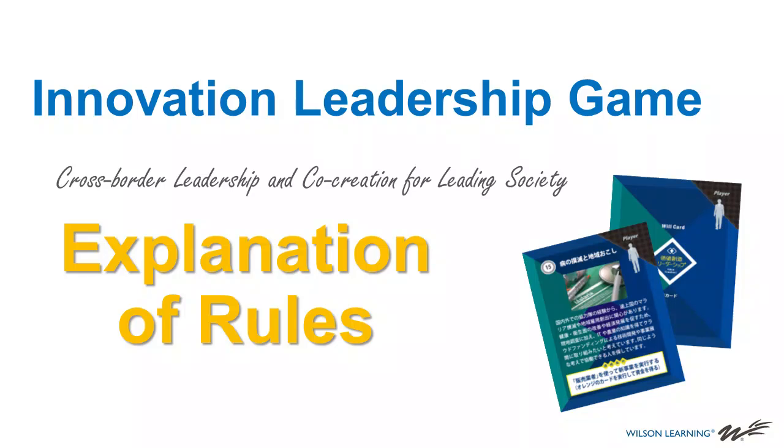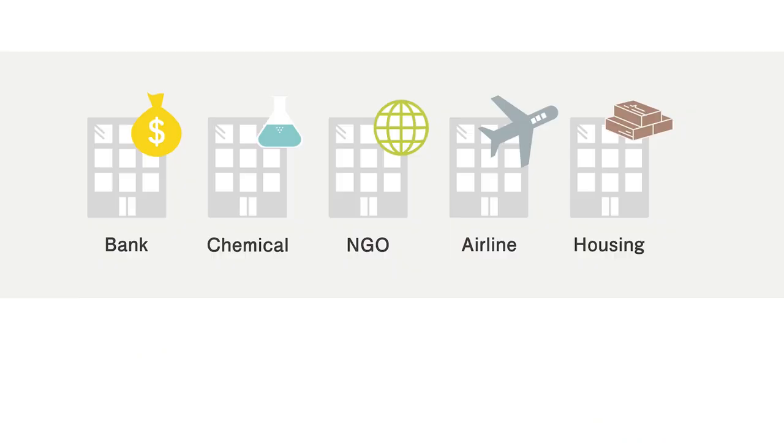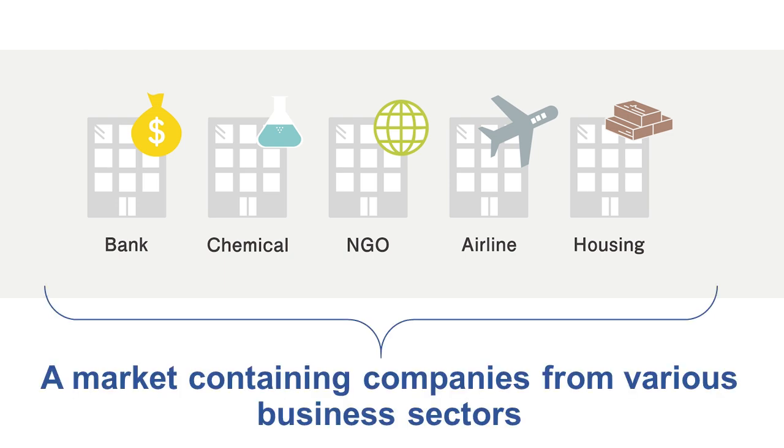This video explains the rules of the Innovation Leadership game. This game is played by dividing the participants into groups. Each group represents a company in a different business sector. Think of this entire space as being a market that contains companies from various business sectors. The companies will try to operate business projects in the market.